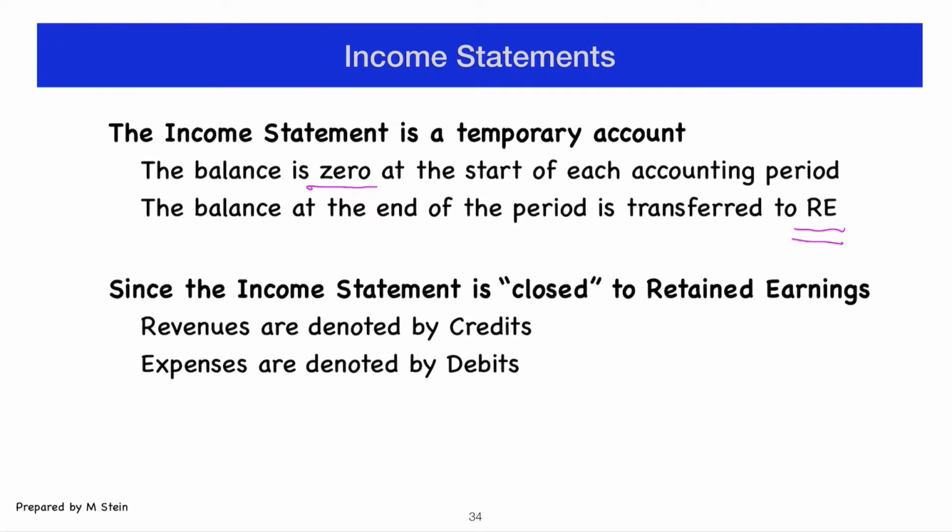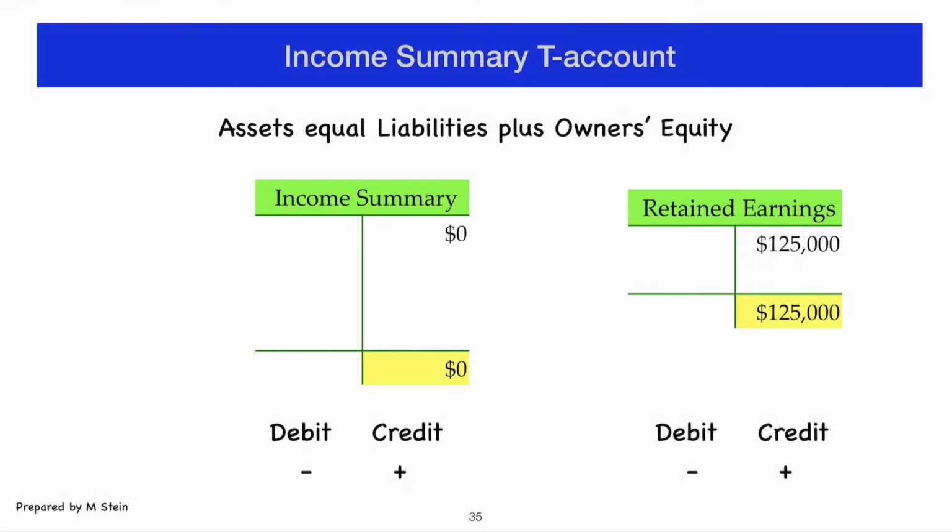That just means the balance is transferred to retained earnings, and I'll repeat it since students sometimes have a hard time with this, that revenues are credits and expenses are debits, and that's because the income statement is an owner's equity account. So here are two T accounts, one for the income statement, which I call the income summary T account, and one for retained earnings.